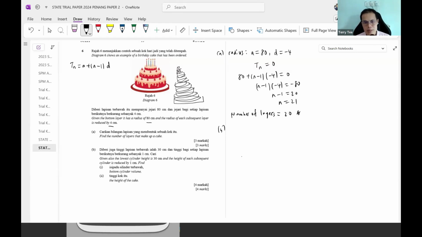Now, given also the lowest cylinder height is 30 cm, and the height of each subsequent cylinder reduces by 1. So the first part, we were talking about the radius. Second part, we're talking about the height. The height at first is thicker, then thinner, thinner, thinner. So you want to find the volume of the bottom cylinder, the lowest layer. Volume is pi r squared h. Your radius is 80, height is 30.